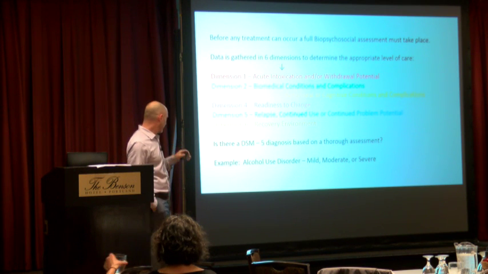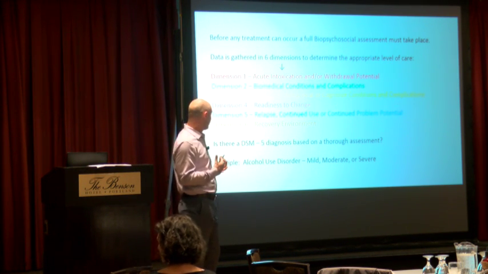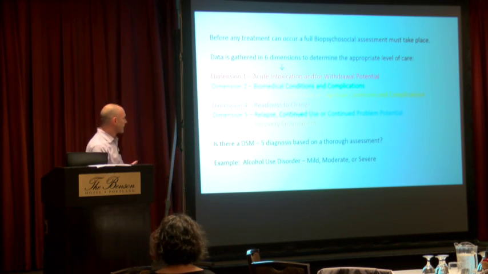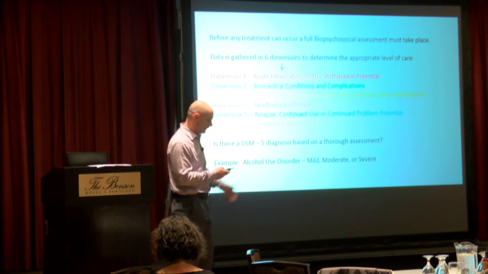So what is this? Is there a DSM diagnosis? Yeah, so we want to ask that question. Based on all this data that we're gathering, is there a DSM-5 diagnosis that was just mentioned, right? And we want to arrive at that. So an example, alcohol use disorder, mild, moderate, severe.